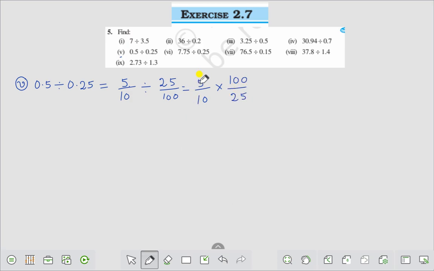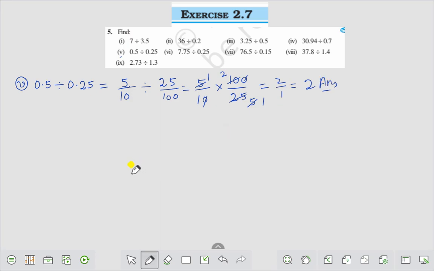Now if we cut this by 5, 5 1 is 5, 5 5 is 25. And this 0 will cut, and 5 1 is 5, 5 2 is 10. That is equal to 2 by 1, which is equal to 2. 2 is the answer.